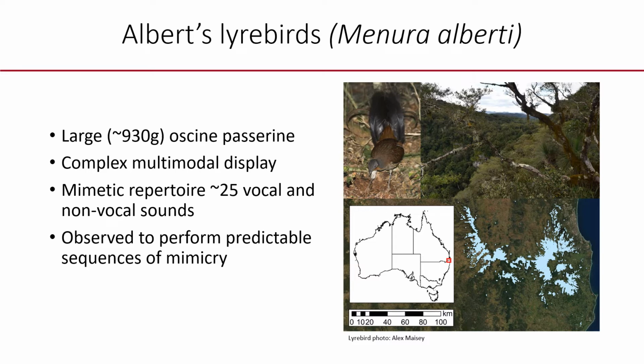Many of you have probably heard of the superb lyrebird, which is famous for its mimicry. The Albert's lyrebird is a sister species and also mimics the vocalisations of other species, as well as non-vocal sounds in a complex multimodal display. People listening to Albert's lyrebirds have observed them performing this mimicry in predictable sequences that may even be shared between neighbouring males. But this has never been formally quantified, so I set out to investigate these sequences of mimicry.